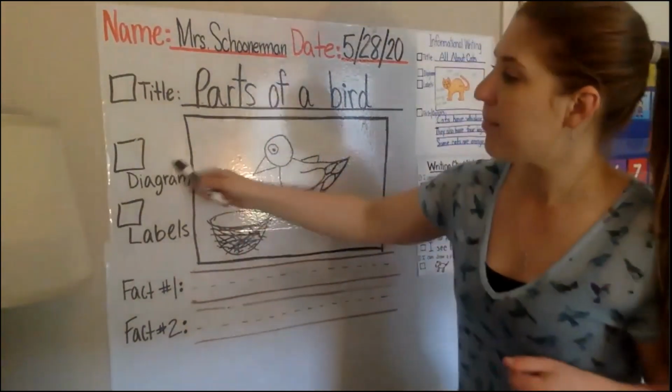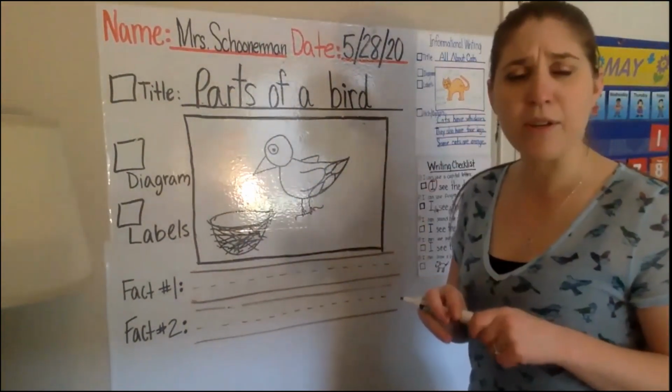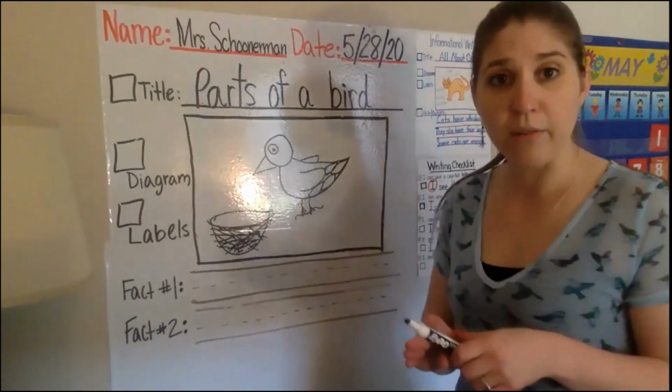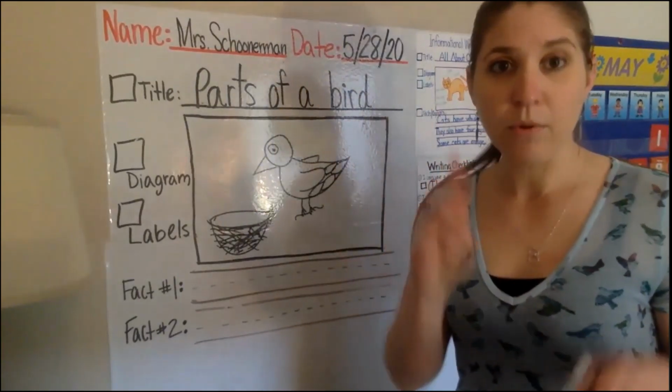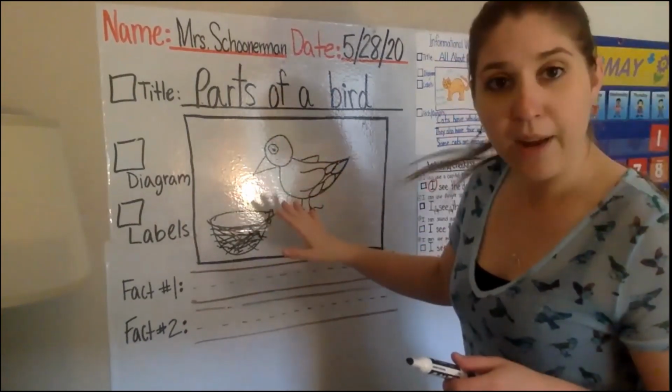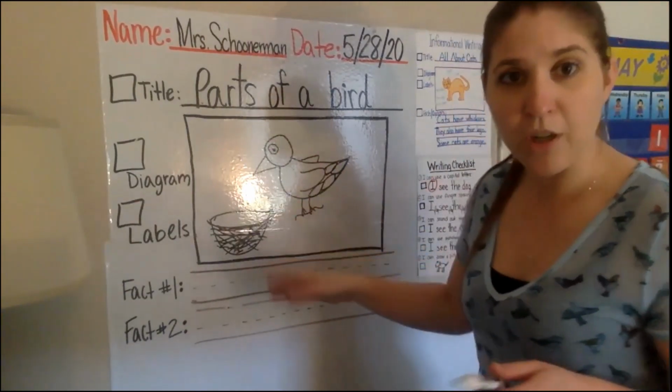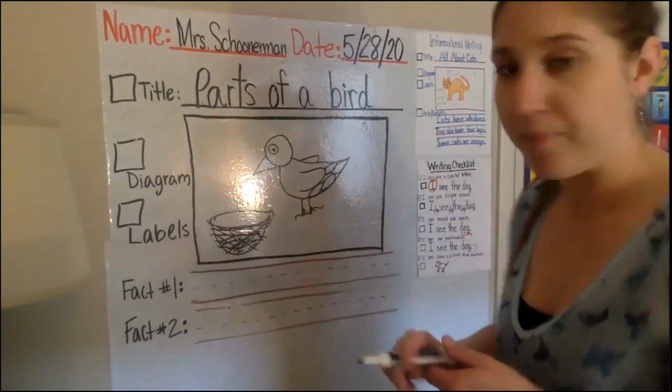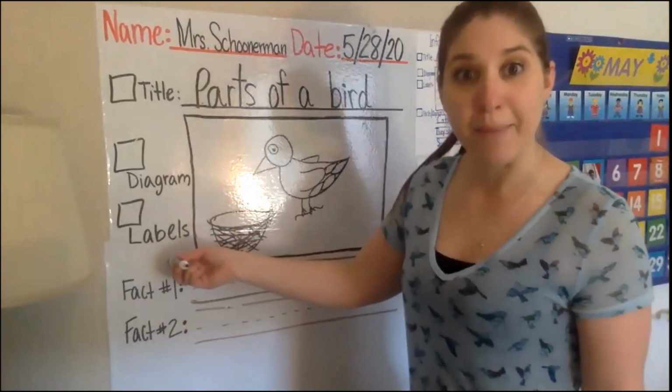Okay, so the diagram is drawn. Don't worry if you didn't finish drawing your whole bird. You can either pause the video, or you can just stop for now and add more to your picture when the video is all done. It's up to you. Otherwise, we are moving on to labels.